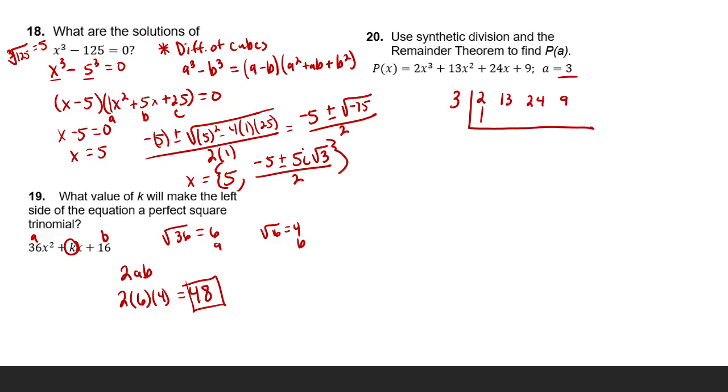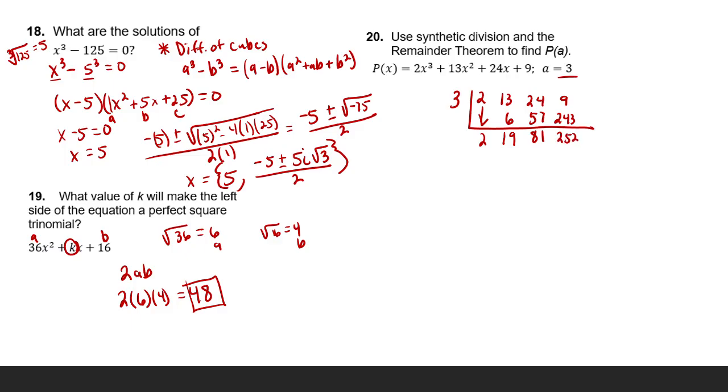And then we're just going to go through and do synthetic division. So bring the 2 straight down. 3 times 2 gives you 6. Then we add those two together. 13 plus 6 is 19. 3 times 19, if you multiply that on the calculator, we get 57. And we add that to our 24. That adds up to 81. And then 3 times 81 gives me 243. If I add that to 9, I get 252.